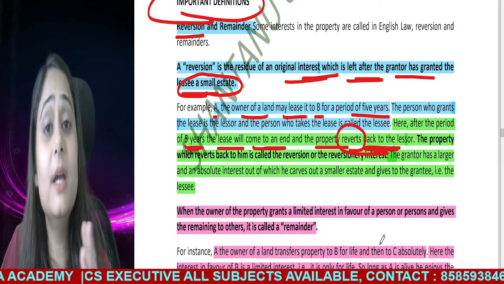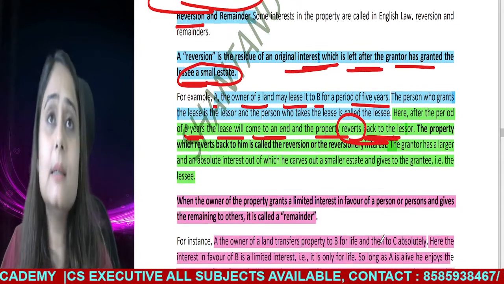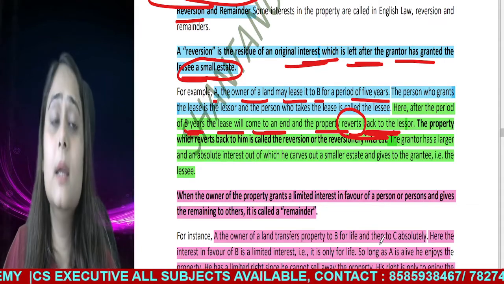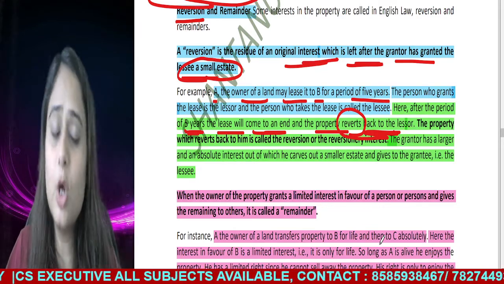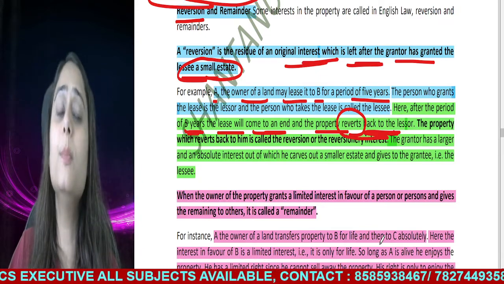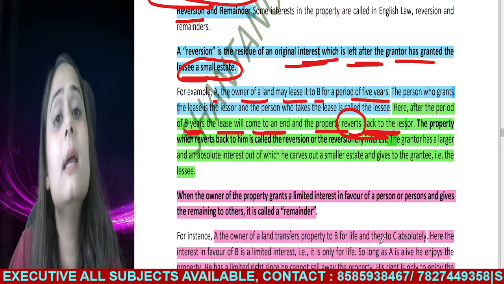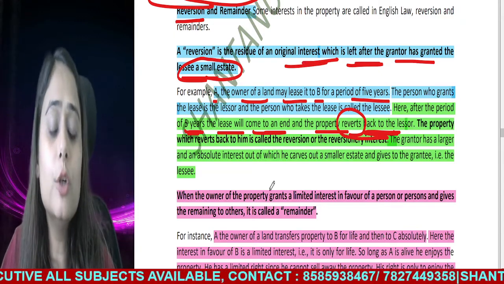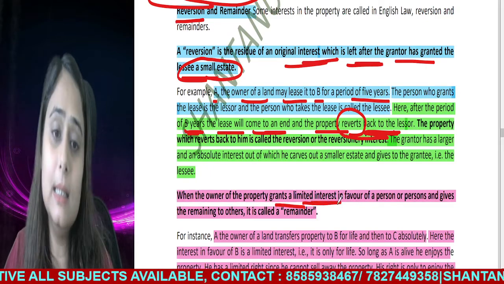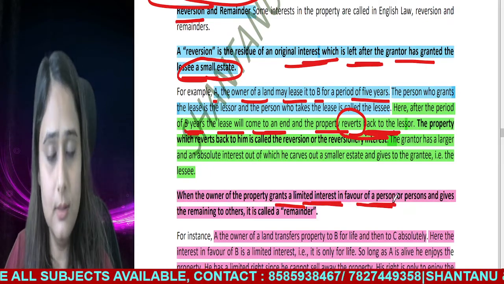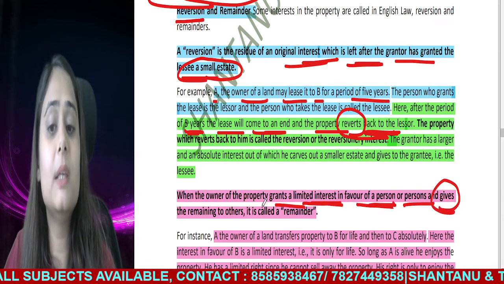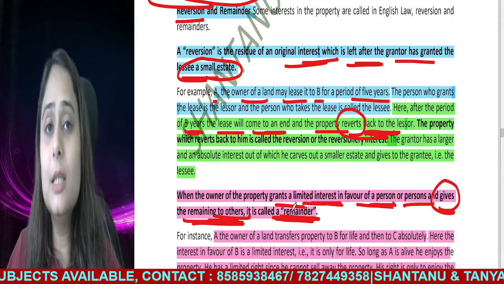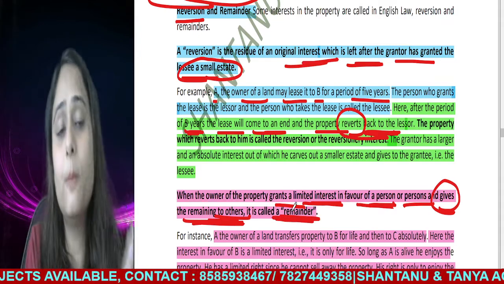Now, what do you understand by remainder? Remainder is things remaining with the other party, right? It is opposite of reversion, not coming back to the original owner, but to a person to whom the original owner has vested that particular interest, correct? So when the owner of the property grants a limited interest in favor of a person or persons and gives the remaining to the other, it is called the remainder. That other person is ultimately getting the property, correct?